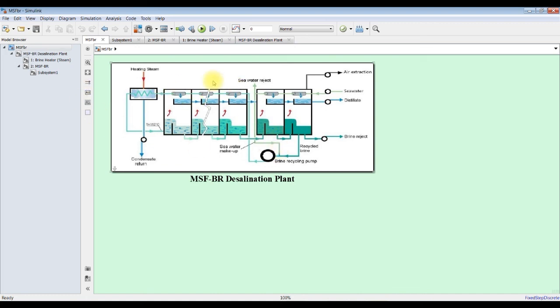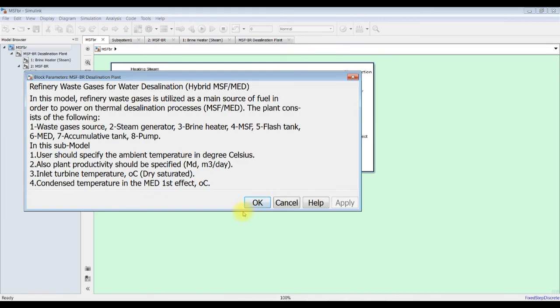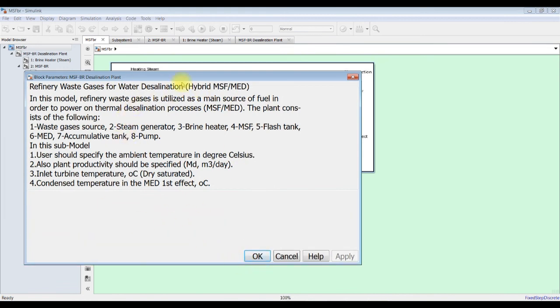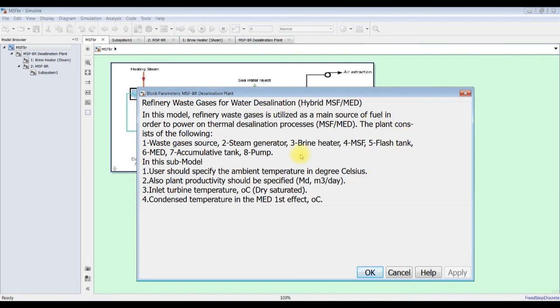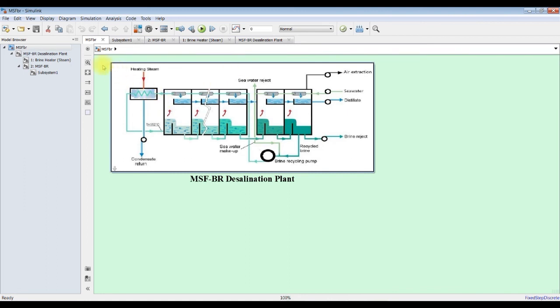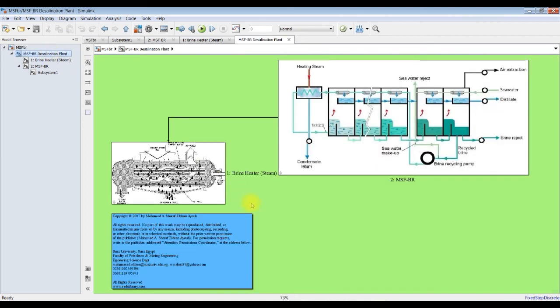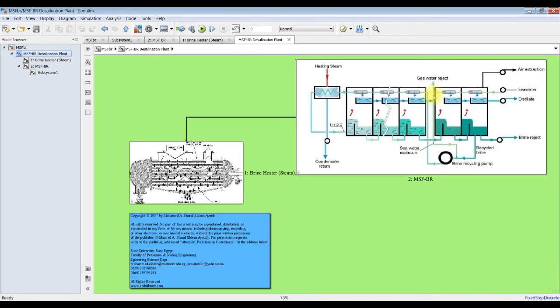For brine recycle, if you double-click on it, you will see a brief description about the process itself, how to run, and so on. Okay, let's go inside multi-stage flash. We have two units: the brine heater unit, which is our brine heater, and the stages themselves, with heat rejection and heat recovery units here.